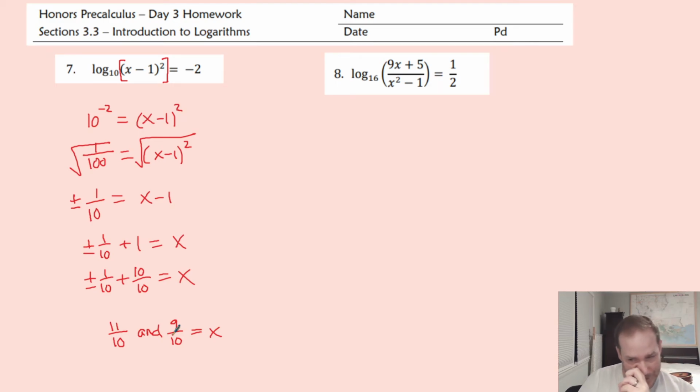Now, is either one extraneous? No, because when you plug these in, when you do 11/10 minus 1, you get 1/10. Then you square it to get 1/100th, and the log base 10 of 1/100th is -2, and so that checks out. When you do the 9/10, well, now you get negative 1/10, but you're squaring it, so it turns back into positive 1/100th, and then the log checks out. So both of those solutions are our solutions, and we can go ahead and give our answer in set notation, including both.